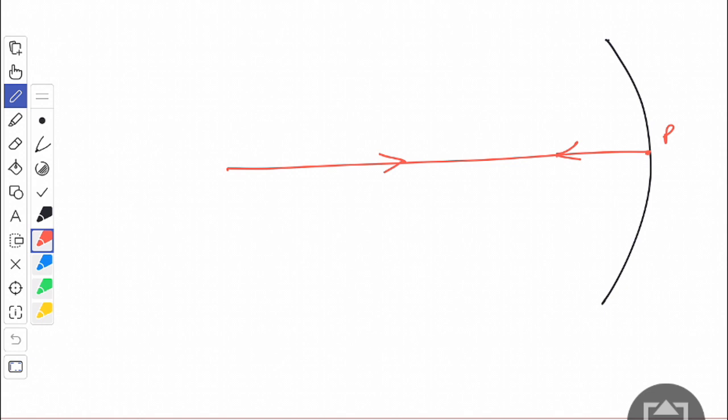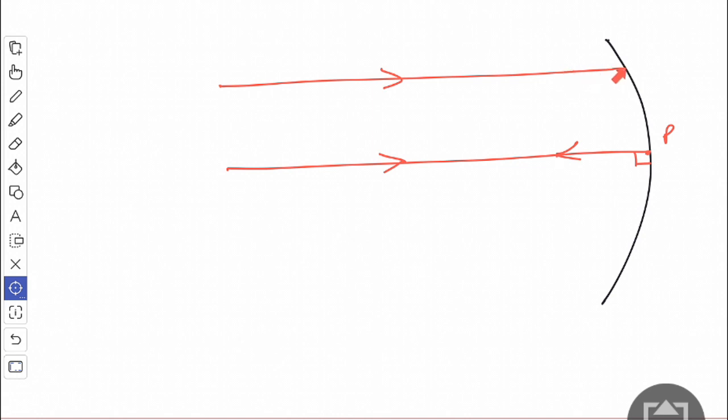Because at this point the angle of incidence is 0. If you just look at this mirror very closely, this portion is almost flat, and the ray is falling at 90 degrees. So this angle is 90 degrees. I'm not drawing the tangent and all that, but you can do that. But here's my question: when a ray goes like this, what will happen?